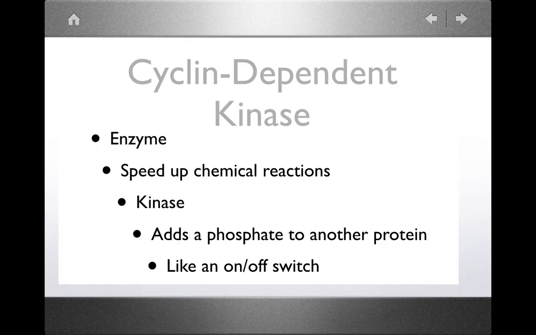And you can imagine that for a cell, with the complex nature of a cell, to move through a stop sign, there are things you need to turn on and things you need to turn off. And that's exactly what cyclin-dependent kinases do as long as cyclin is present.